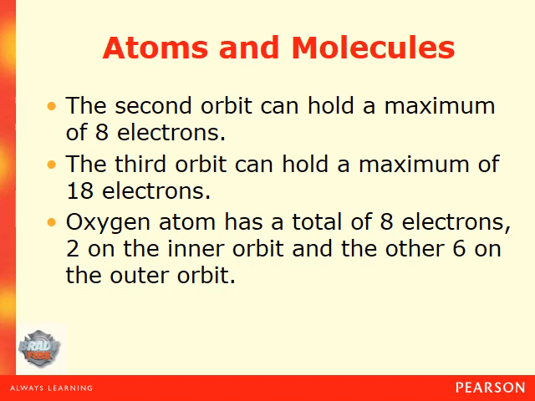This goes back to that Lewis dot model, where the second orbit can hold a maximum of 8 electrons, the third orbit 18 electrons, and oxygen has a total of 8 electrons, 2 on the innermost orbit, and the other 6 in the outer orbit. Depending on what element it is will dictate how many electrons it has, and you can look at the periodic table and it'll tell you how many electrons each element has.